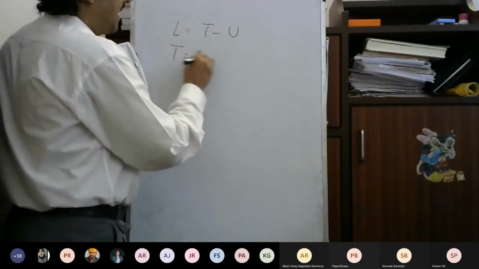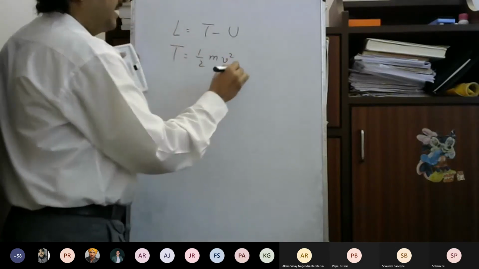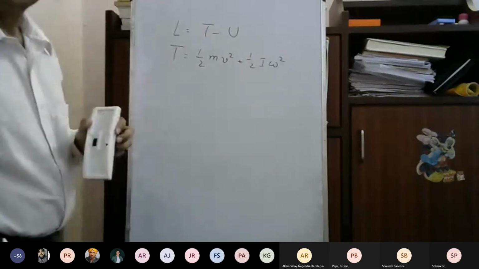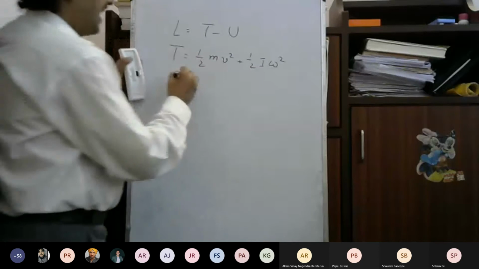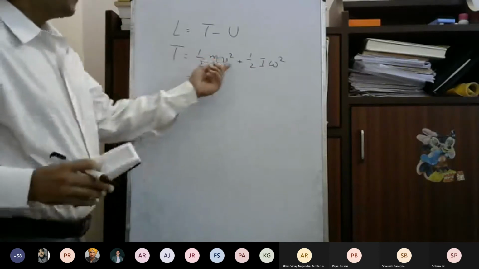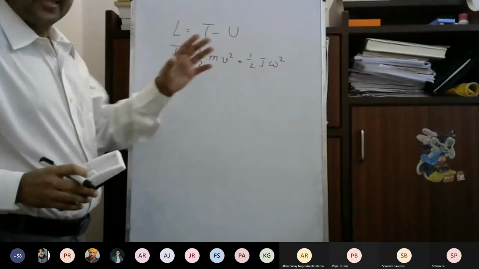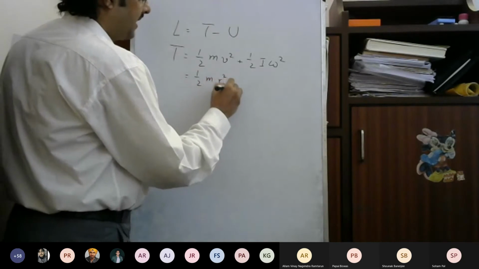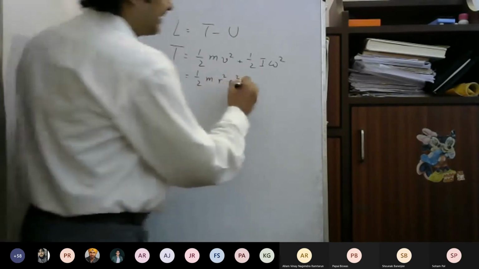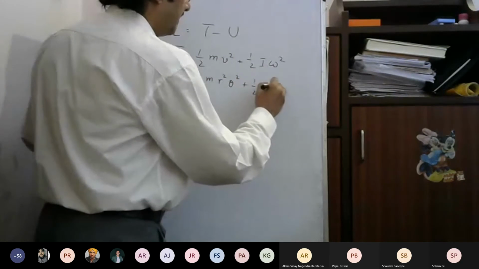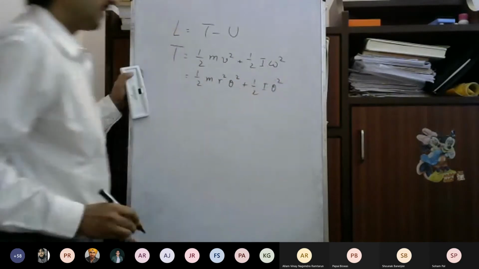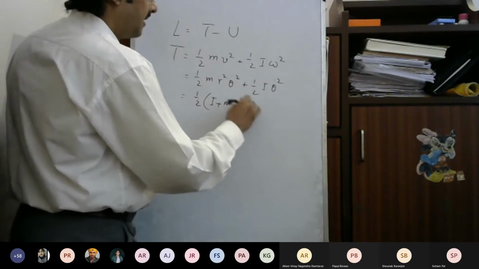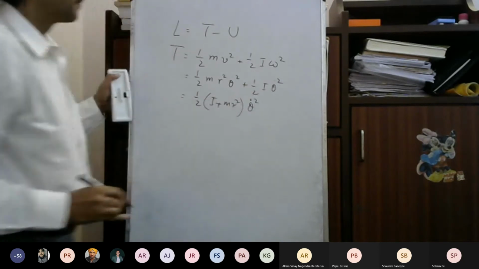The kinetic energy is half mv square plus half I omega square. Here v is the velocity of the center of mass, that means the center of the disk. So this will be half m r square theta dot square plus half I theta dot square. So this becomes half (I plus mr square) theta dot square.